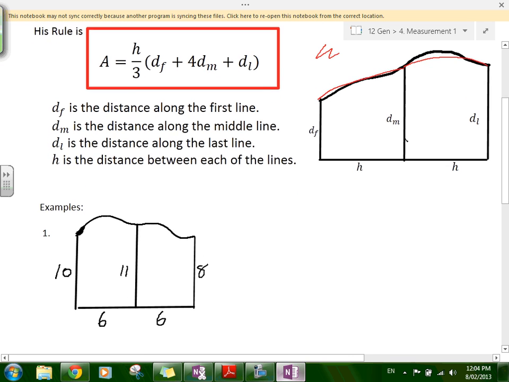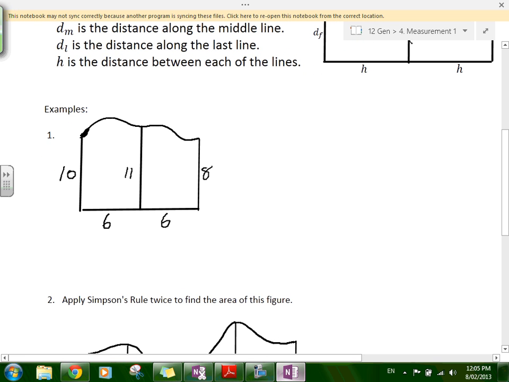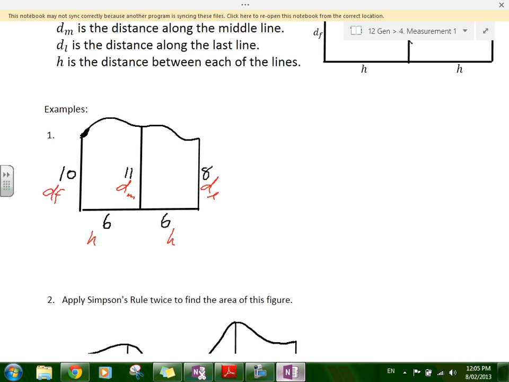Let's just have a look at this example. What we have here is an irregular shaped figure. This 10 is DF, 11 is DM, and 8 is DL. This 6 is H and H. We're only going to use 6 once, but if this DM wasn't in the middle, you can't apply this. It has to be the same distance.